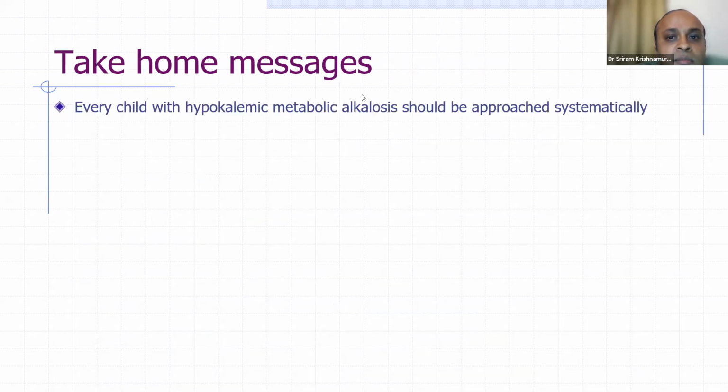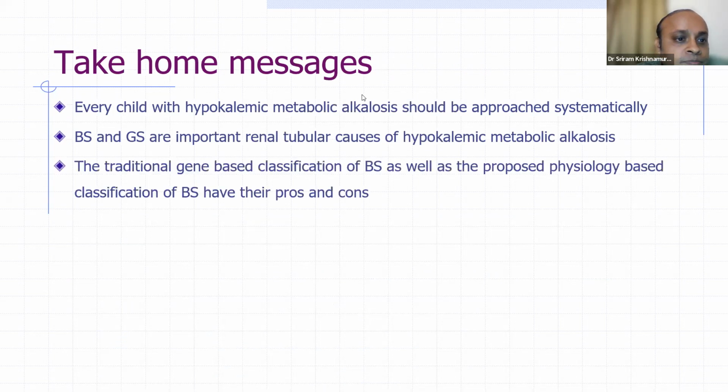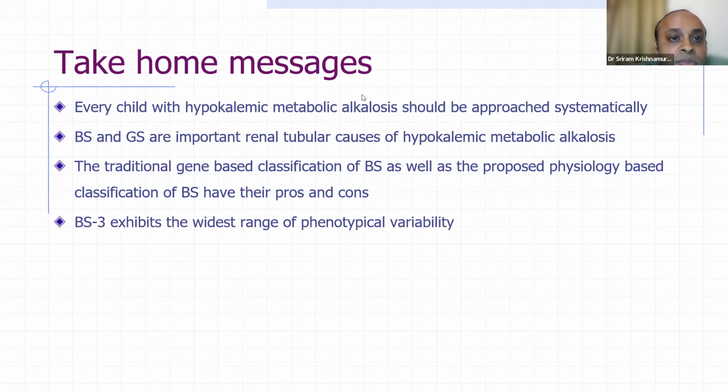So my take-home messages are: every child with hypokalemic metabolic alkalosis should be approached systematically. Bartter syndrome and Gitelman syndrome are important renal tubular causes of hypokalemic metabolic alkalosis, and one should suspect them when the blood pressure is normal or low. The traditional gene-based classification of Bartter syndrome, as well as the proposed physiology-based classification of Barter, have their own pros and cons. The physiology-based is not without any disadvantages. It also has problems. Bartter syndrome type 3 has the widest range of phenotypical variability, starting from classical to even an antenatal onset.